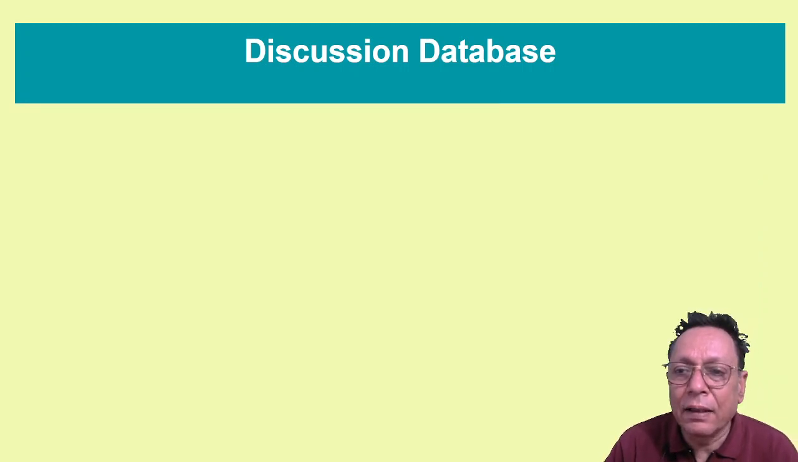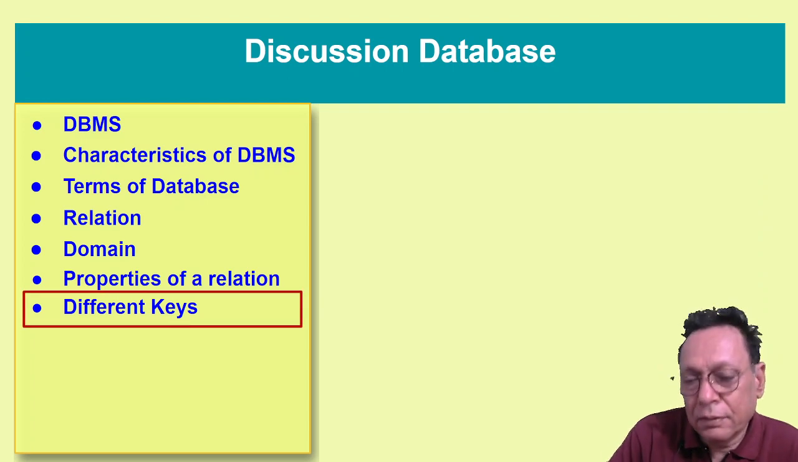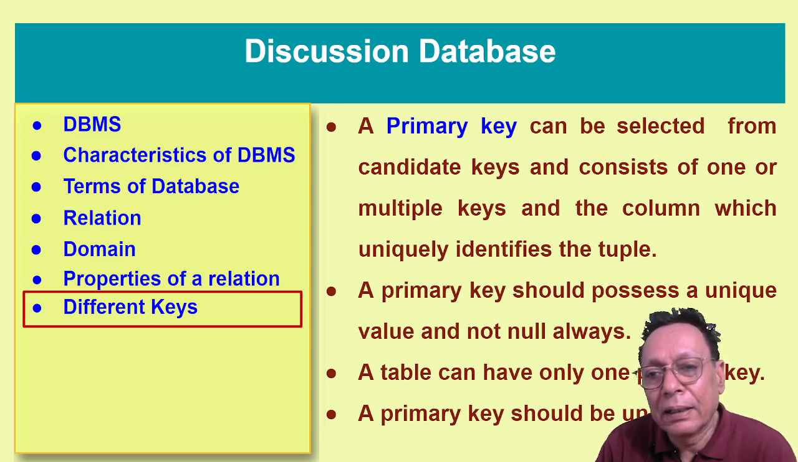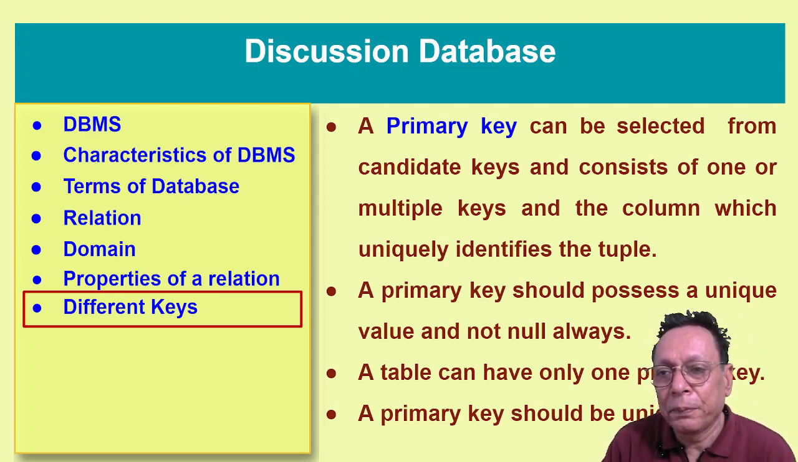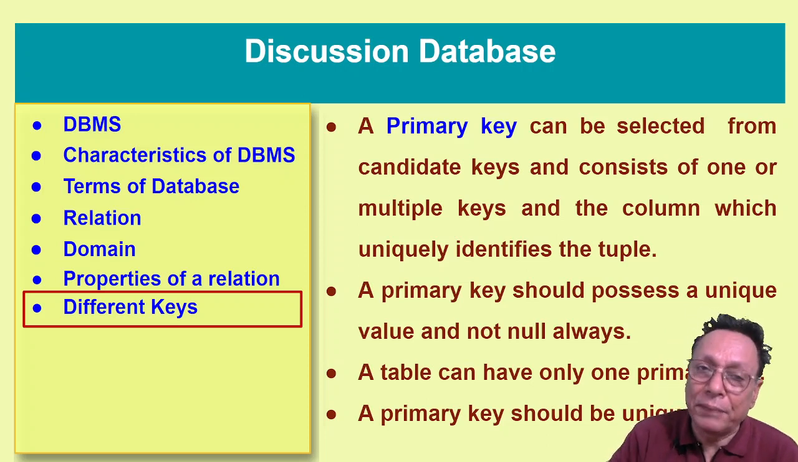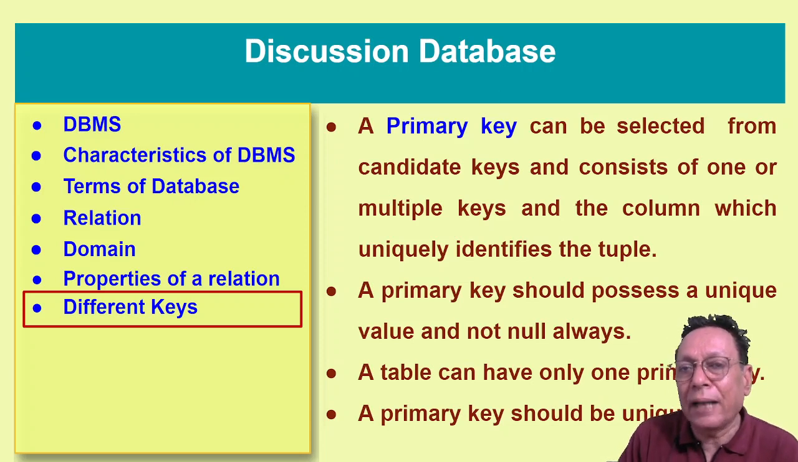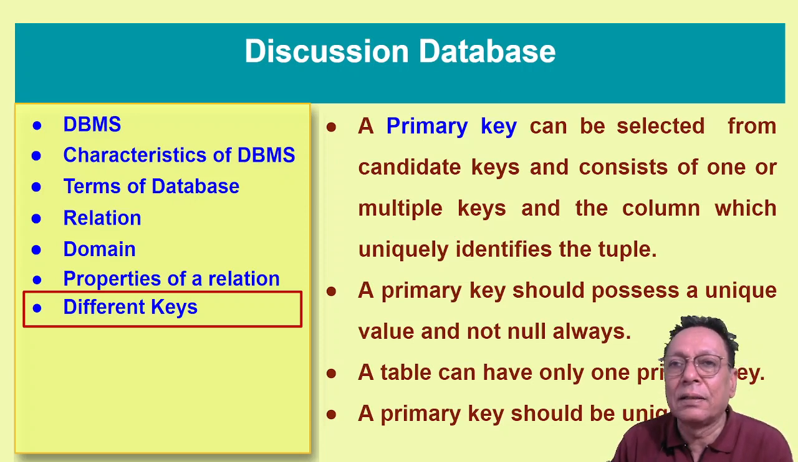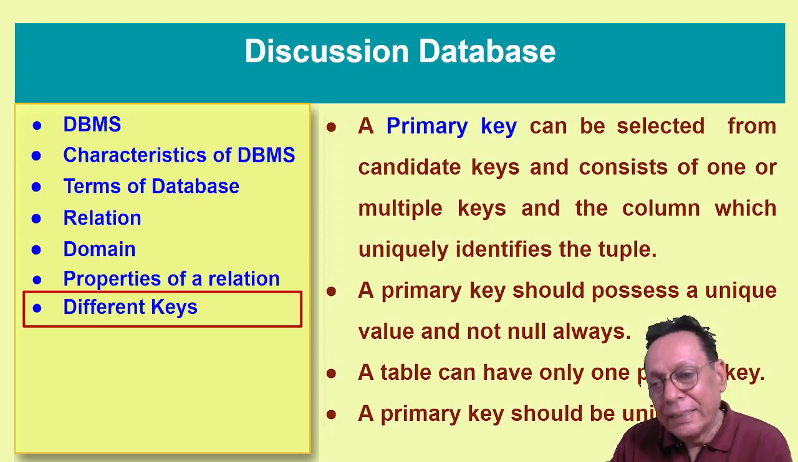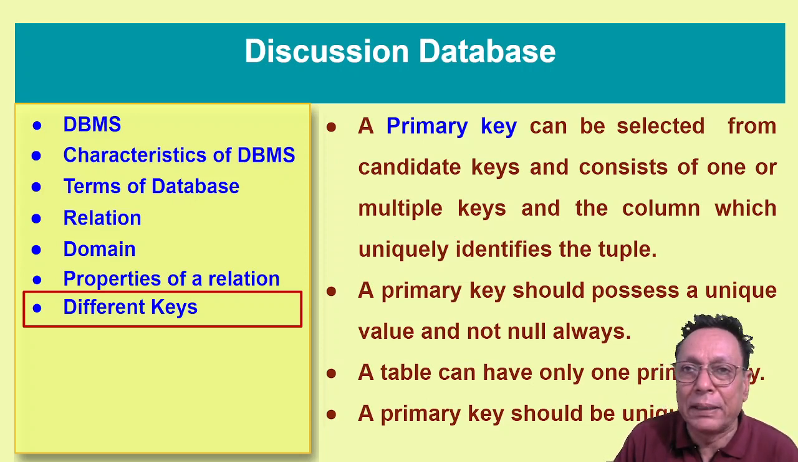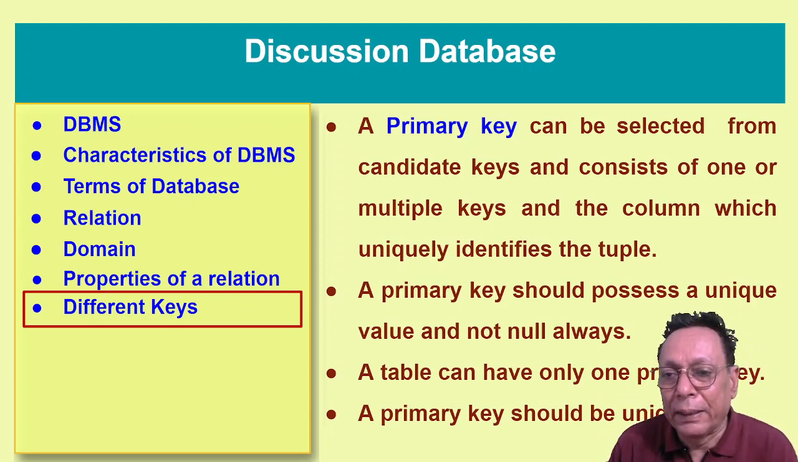Like candidate keys, there is another key, which is the primary key. So what is a primary key? A primary key can be selected from the candidate keys. If there are candidate keys, out of those candidate keys we can select a primary key. Once you select the primary key, the rest of the candidate keys remain candidate keys, and they cannot be termed primary keys, because in a table there can only be one primary key.